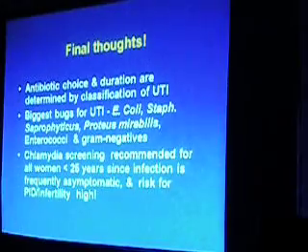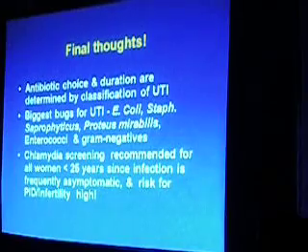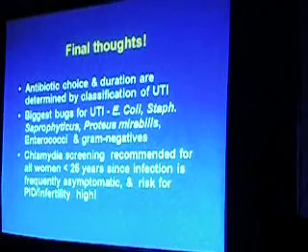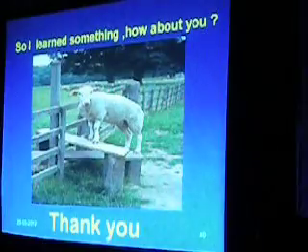Next slide. So, in UTI, antibiotic choice and duration are determined by the classification of UTI. So you need to identify which kind of UTI you are going to deal with. The biggest culprits are usually gram-negative pathogens, although enterococcus and Staphylococcus saprophyticus are the common gram-positive pathogens. And in young women less than 25 years, it's better to screen for chlamydia because this is many times asymptomatic and the risk of infertility and subsequent pain is very high. Thank you very much.